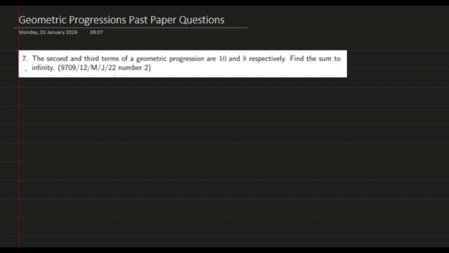Our formula for the nth term is un equals ar to the n minus 1. We're given the second term, u2, which is ar to the power 2 minus 1, so u2 equals ar, and this is equal to 10. And then we also have u3, which is ar squared, and in this case it's equal to 8. Using this information, they want us to find the sum to infinity.